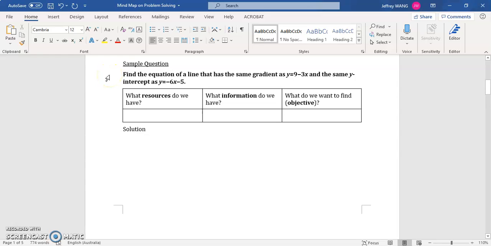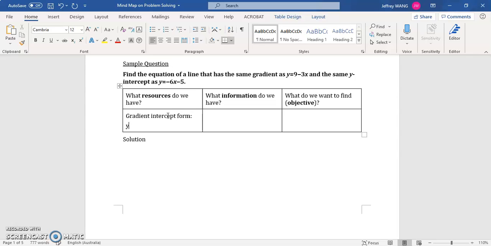The question reads: find an equation of a line that has the same gradient as y equal to 9 take away 3x and the same y-intercept as y equal to negative 6x take away 5. Pretty tricky question. So before we do anything, it's good to think about what resources we have, what formulas we know. For this question, I think the most relevant one is the gradient-intercept form.